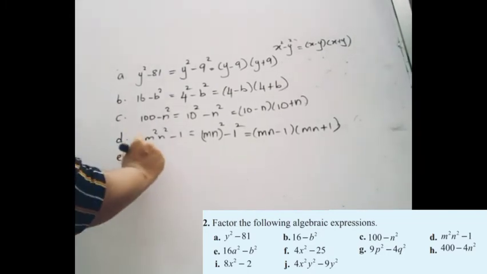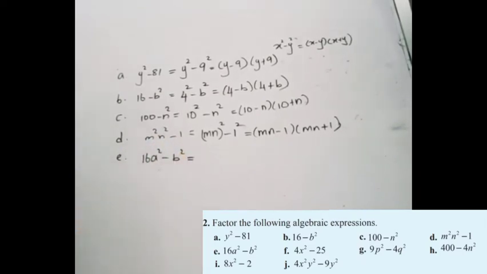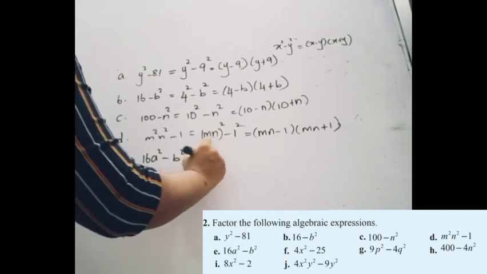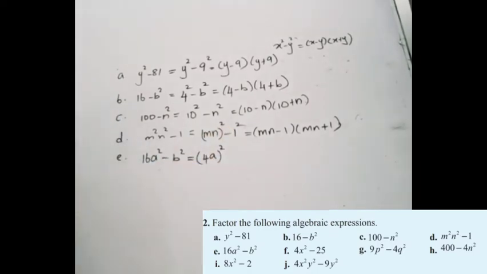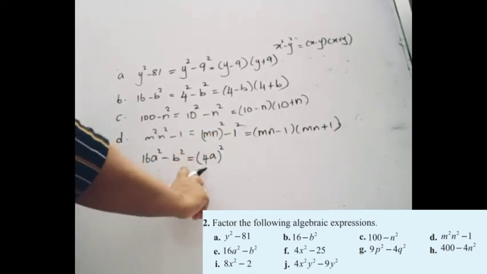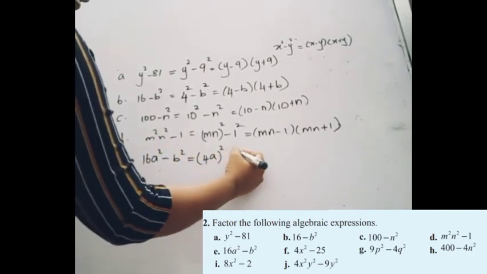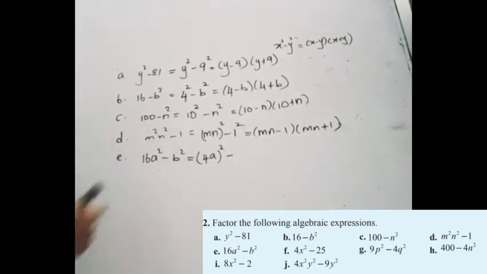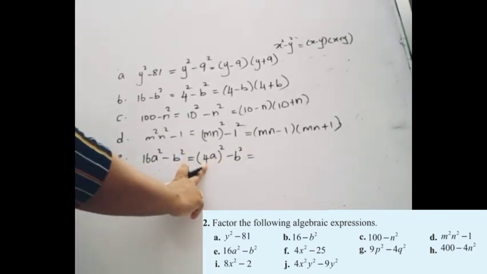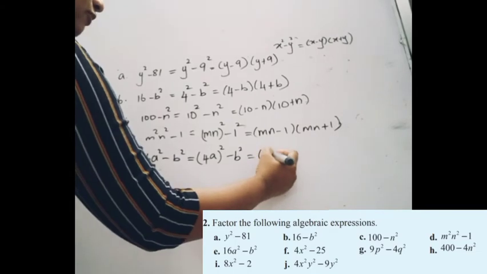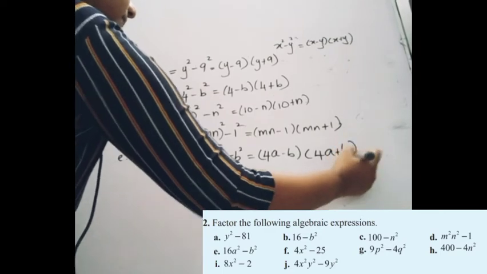16a square minus b square. 16 can be converted to a square number, which is 4a whole thing square. Why 4 square and a square? Since both of the terms have square values, we can put a bracket and put the square as a common index. Now minus b square. So now we have it as a difference of two square values. Now let's use the format, which is 4a minus b into 4a plus b.